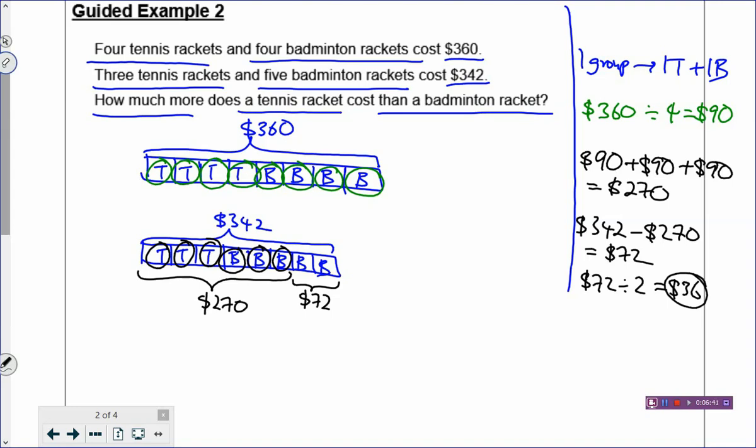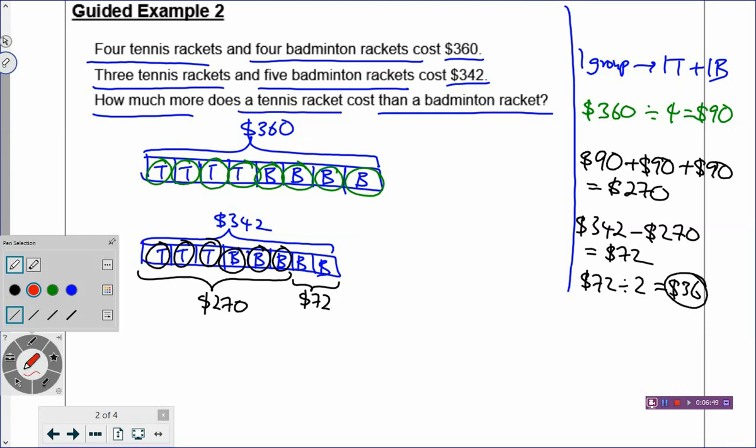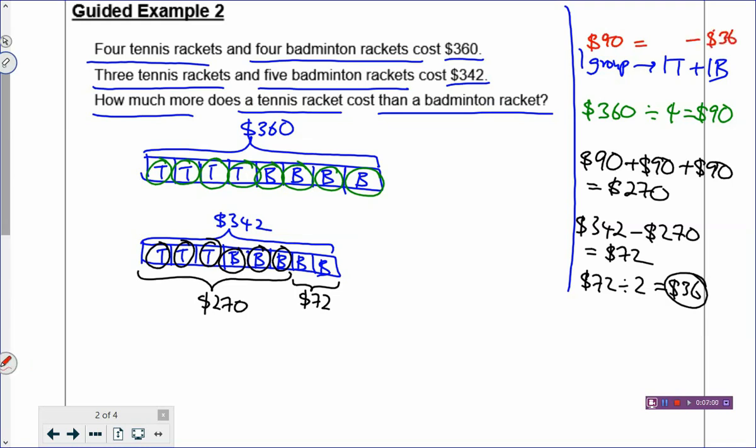Alright, now if you go back to that one group, how much is one group? One group is $90, right? So let me just write over here. So if one group is $90, then how much is 1 badminton racket, which is 36, right? Then how much is 1 tennis racket? 1 tennis racket will be 90 minus 36, and you will get $54. So your 1 tennis racket is $54.